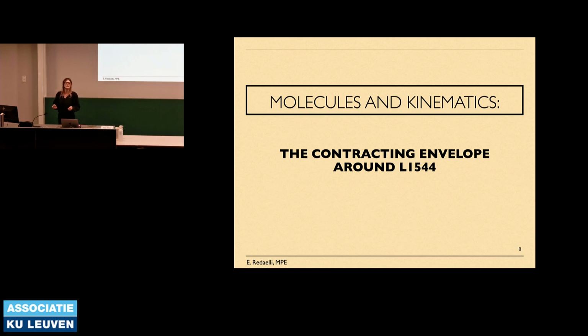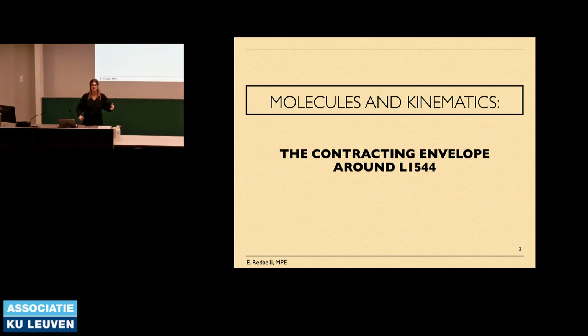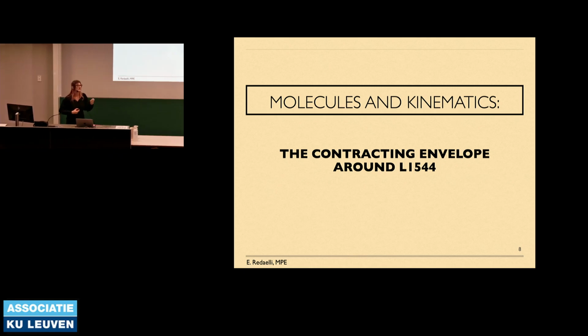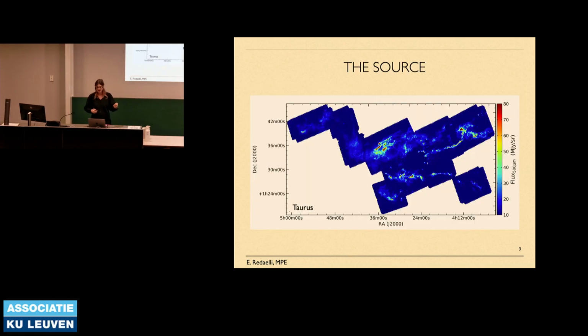So I will start to show you a few examples of what can be done. And the first project I would like to talk about deals with kinematics, because, of course, because of Doppler shift and because of the line broadening, molecular spectroscopy carries a lot of information on the kinematic properties of the source we are targeting. And this source in particular belongs to this big giant. This is the Taurus molecular cloud, which is one of the best studied low-mass star-forming regions, mainly due to its proximity to the solar system.